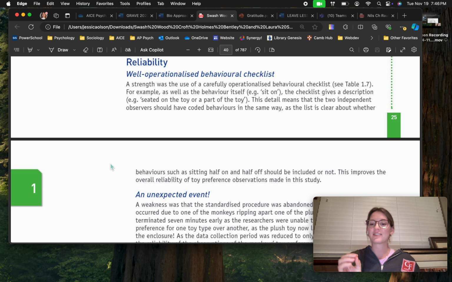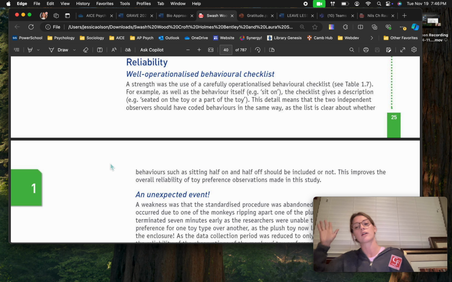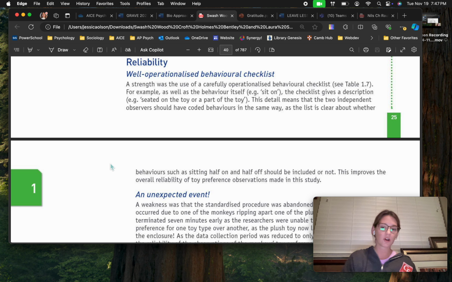Okay, so let's go to reliability. Reliability, remember, has to do with consistency. What was consistent? It was a controlled observation. There's a lot of things that were consistent because we controlled them, okay? So a strength was the use of carefully operationalized behavioral checklists. We had the same behaviors we were looking for with each monkey, with each trial. So the behaviors were consistent from monkey to monkey, from trial to trial. And we operationalized them. So you knew that throw meant throw up in the air. You knew that turn meant turning the toy around. It was operationalized.